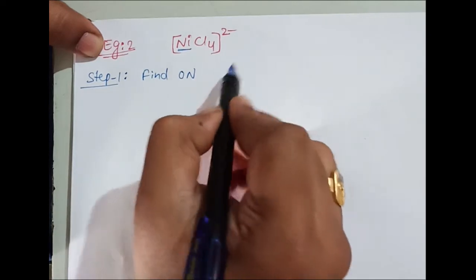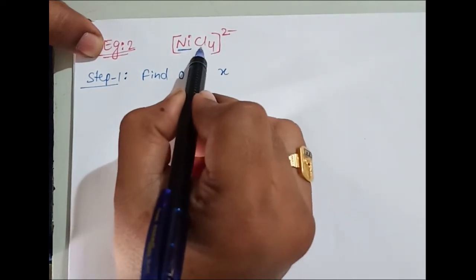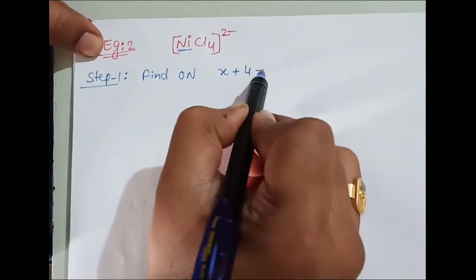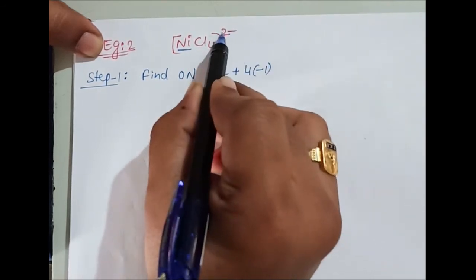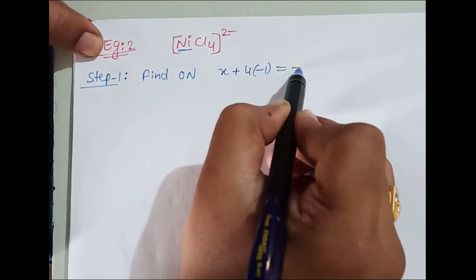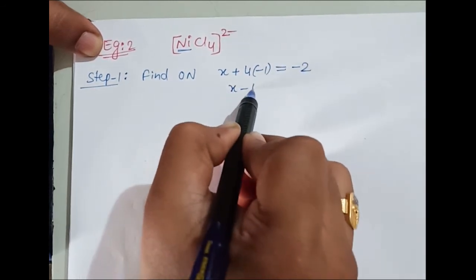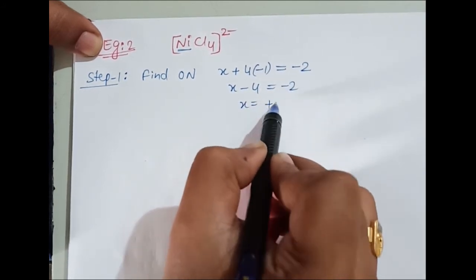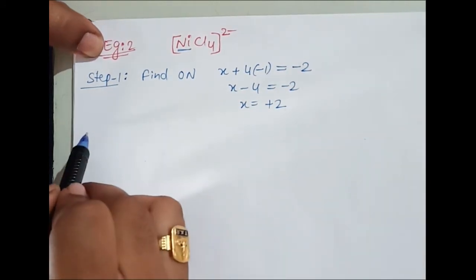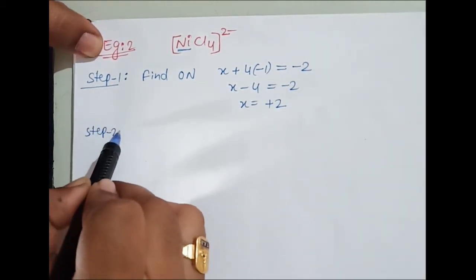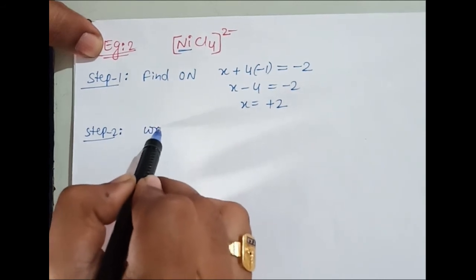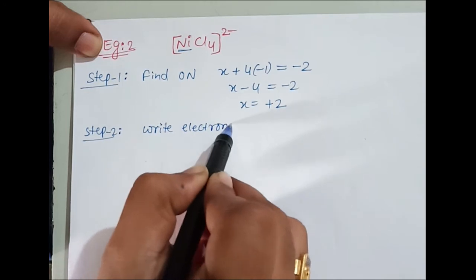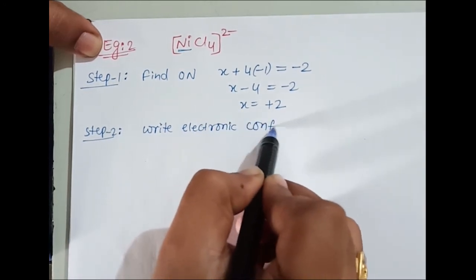So nickel we don't know, it is X. Chlorine charge is -1, so you have to remember the charge of chlorine is minus, so totally 4 into -1, and whatever the charge is there on the upside, it is -2. So X minus 4 is equal to -2, implies X is equal to +2. That is done, step 1. Now step 2: write the electronic configuration.